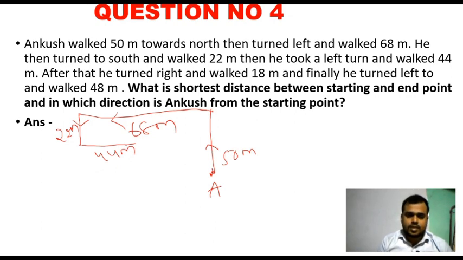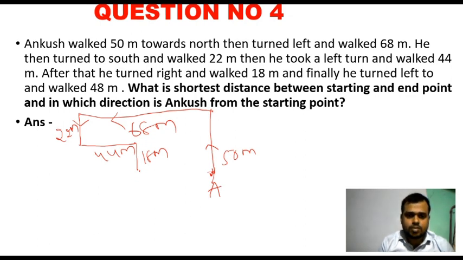After that he turned right. Now after reaching this point, what is the upper part? The upper part is left and the lower part is right. That means he moved towards the south direction and walked 18 meters. Suppose this is 18 meters.